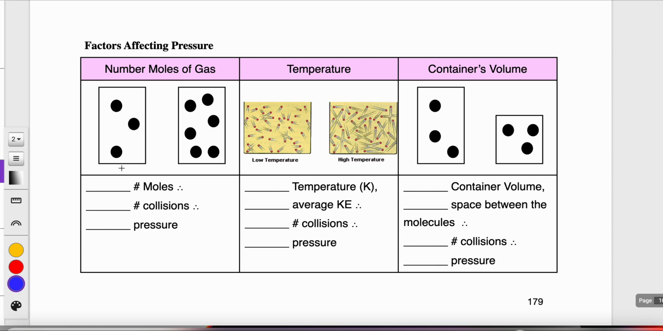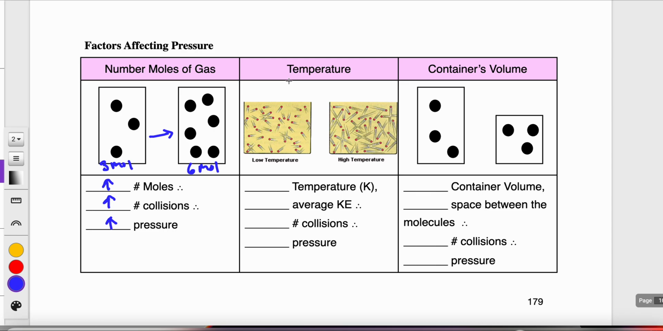So when we look at our first container, this represents about 3 moles of gas. And when we move to the second picture, now we have 6 moles of gas. So when you look from first picture to second picture, we see an increase in the number of moles of gas present in the container. And because there's more particles in the container, we would expect an increase in the number of collisions. And pressure is the result of collisions. So if we have more collisions, then we end up with a higher pressure value.